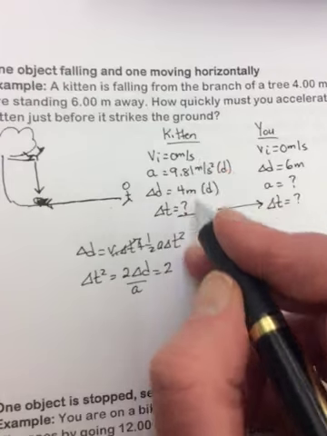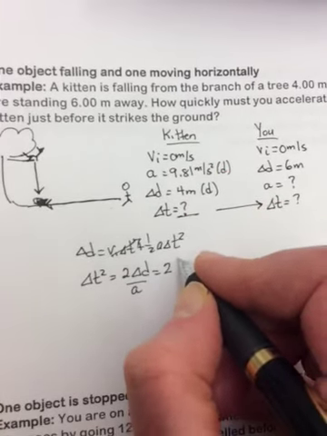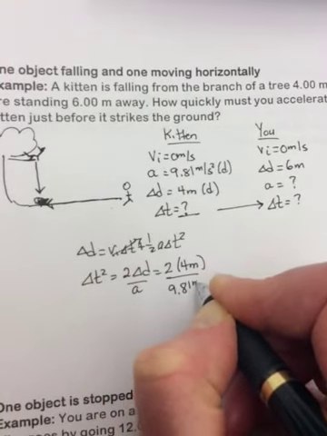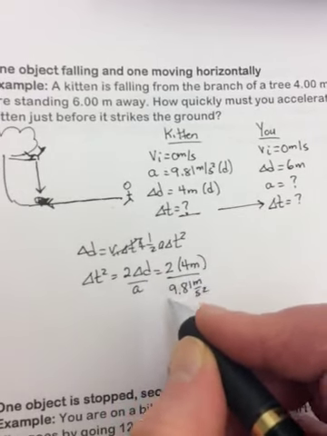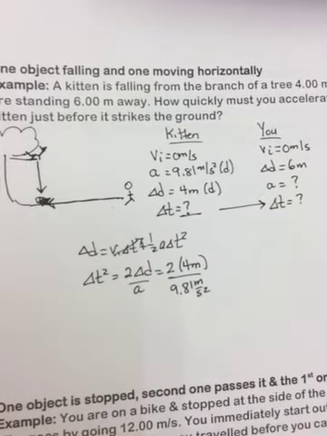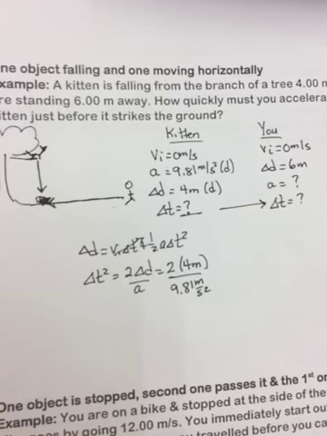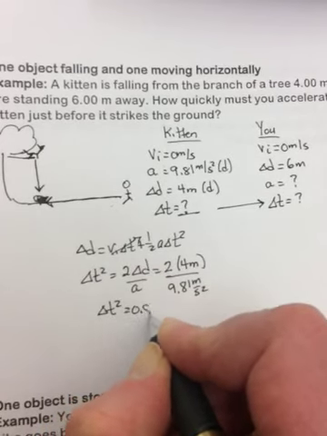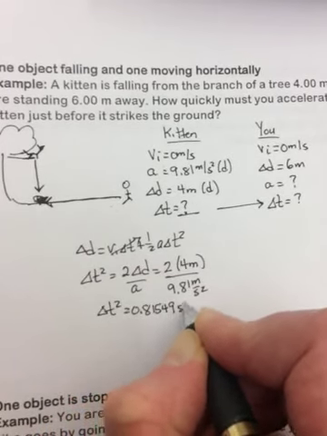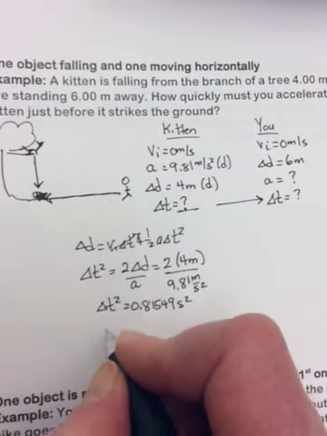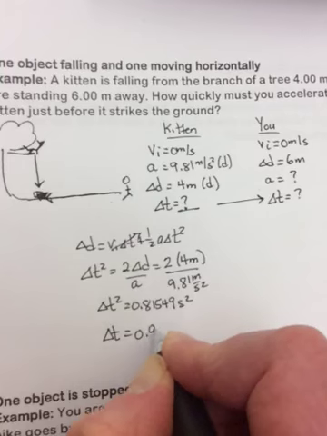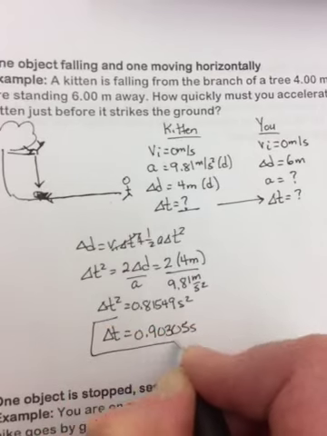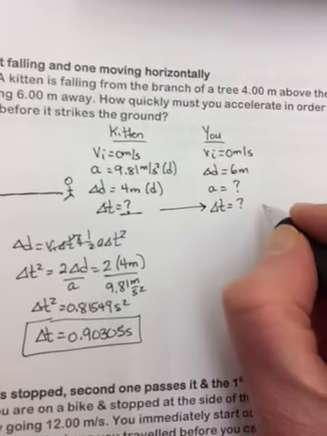Now for the kitten, everything's going down, so we can just call down positive. So 2 times 4 meters divided by 9.81 meters per second squared. Okay, so that's going to be 8 divided by 9.81. And you get 0.81549, etc. seconds squared for t squared. Take the square root, and you should get a time of 0.90305. I'll round there. There's more digits, but I'm rounding at that spot. So that's my time for the kitten.